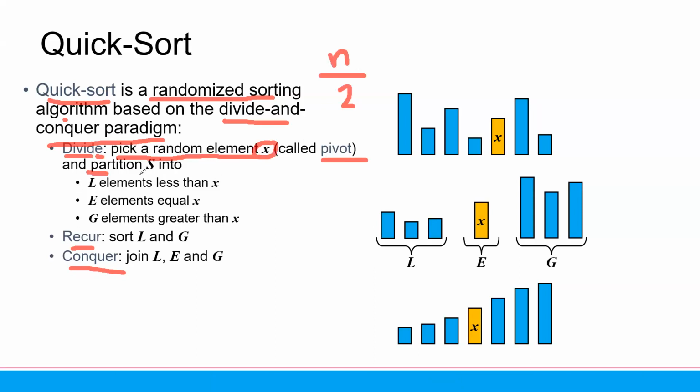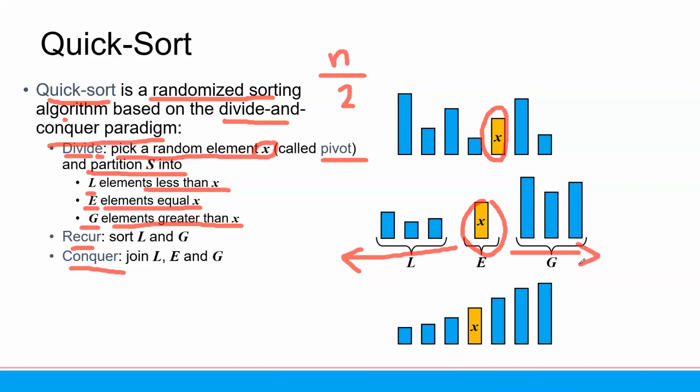And we will partition S into L, which is the elements less than X. And then E is the elements equal to X. And then G is the elements greater than X. So if we choose X as the pivot, then we have E, which is the elements equal to X, and then L, which is the elements less than X, and then G is the elements greater than X.